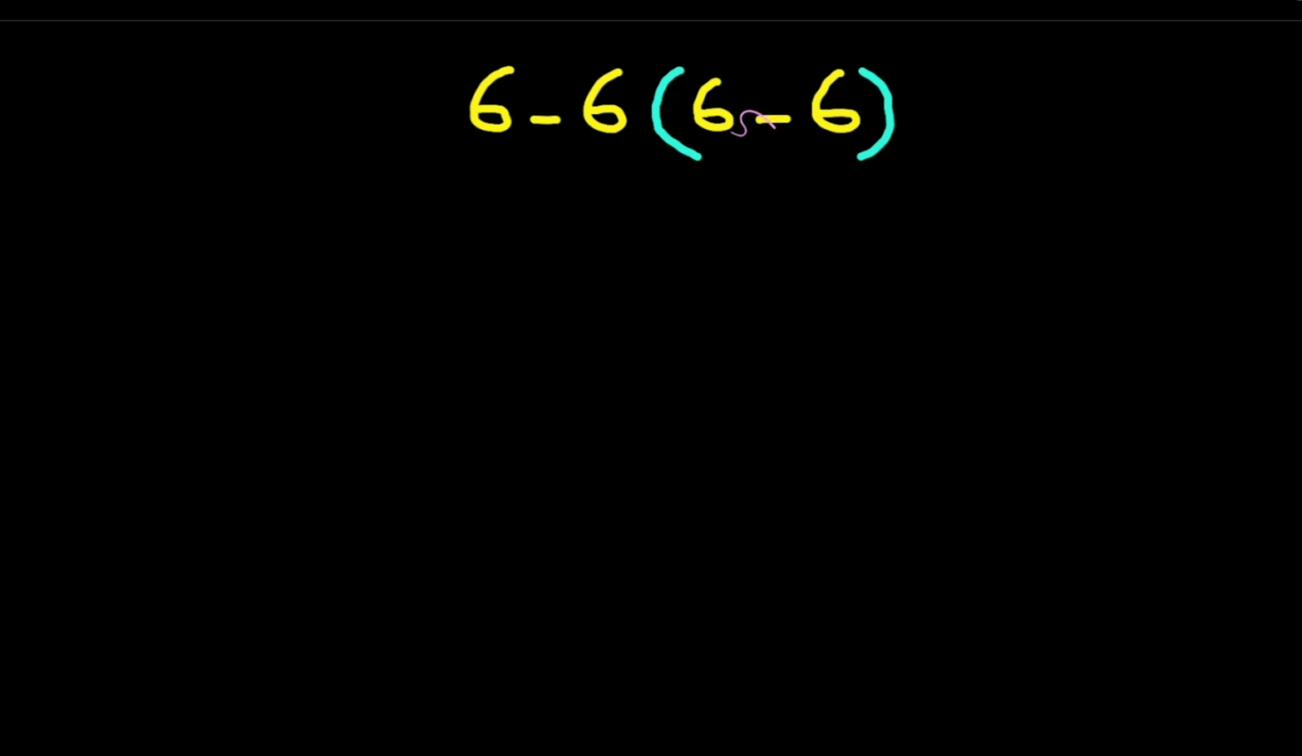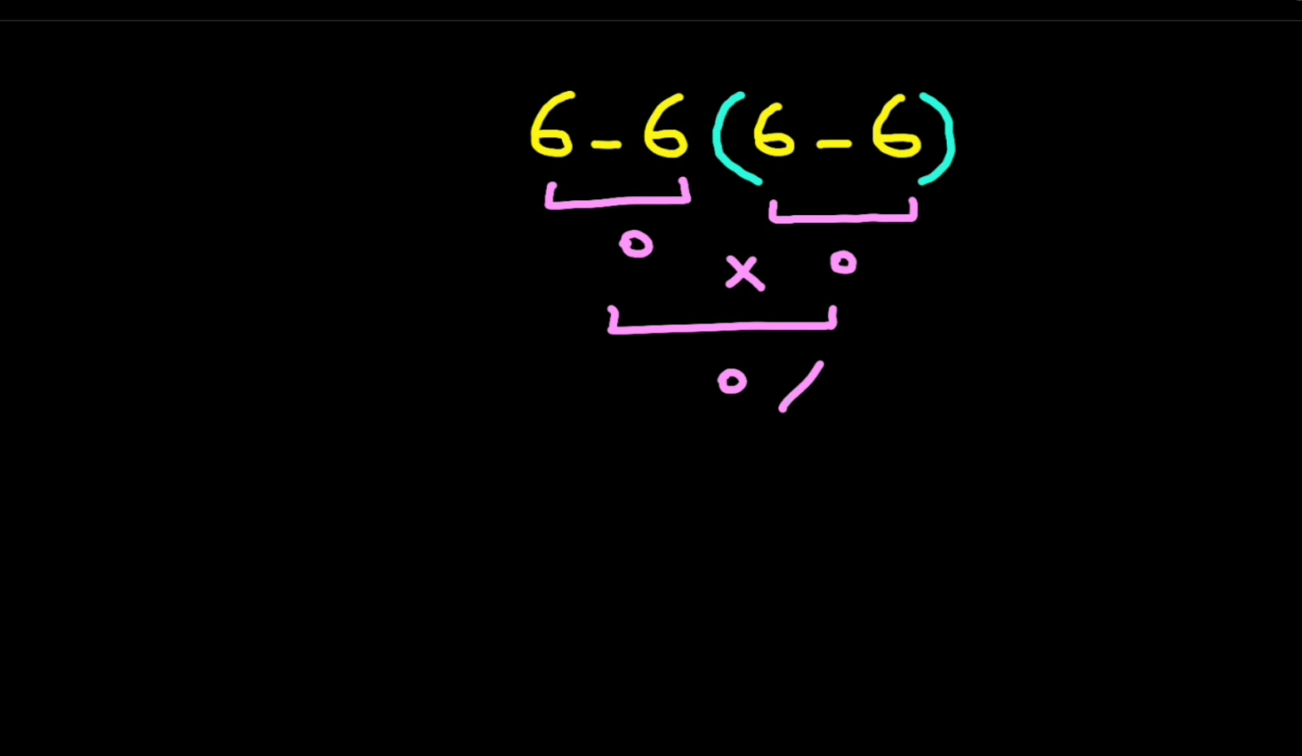6 minus 6 times (6 minus 6) in parentheses. So 6 minus 6 is equal to 0. Now 6 minus 6 is equal to 0. Now we have 0 times 0. This answer is 0, but the final answer is not correct.